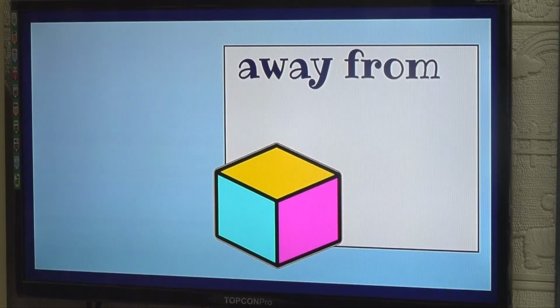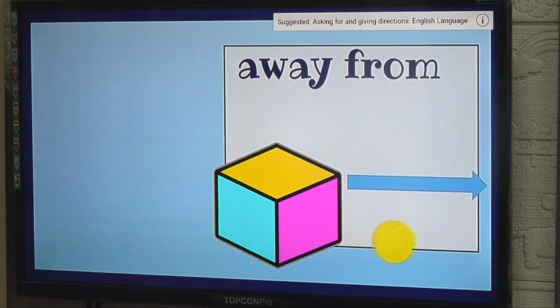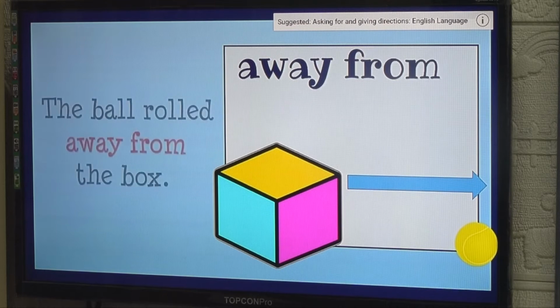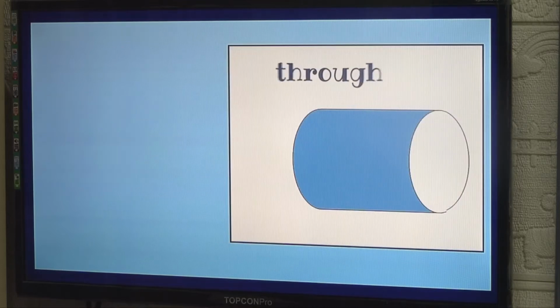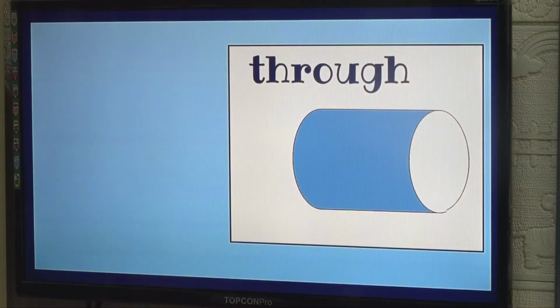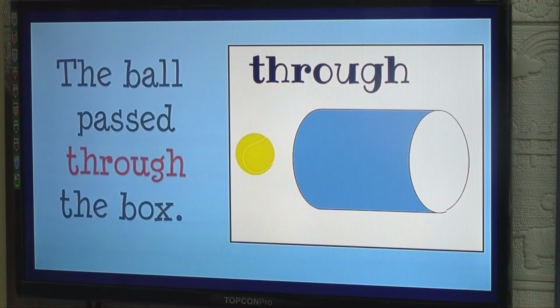Away from. This one we don't have to learn, but you may have a look. The ball rolled away from the box. This one we are going to learn. Through. The ball passed through the box.